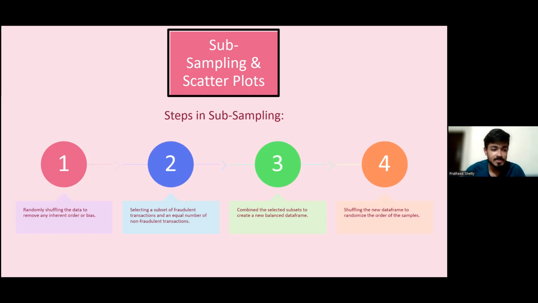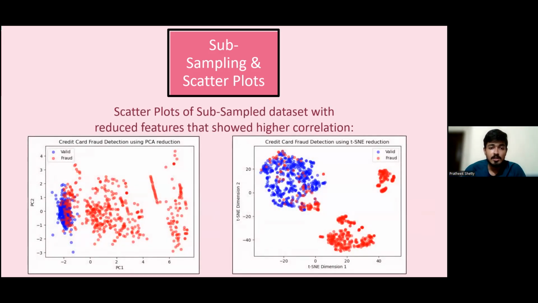The steps I implemented in subsampling were randomly shuffling the data to remove inherent order or bias. Then I selected a subset of fraudulent transactions and an equal number of non-fraudulent transactions. I combined the selected subsets to create a new balanced data frame. And then I shuffled this new data frame to randomize the order of the samples. To find a pattern in this subsample data set, I reduced the top 10 positively and negatively correlated features, and I formed a graph using a PCA reduction on the left hand side and a t-SNE reduction on the right hand side.